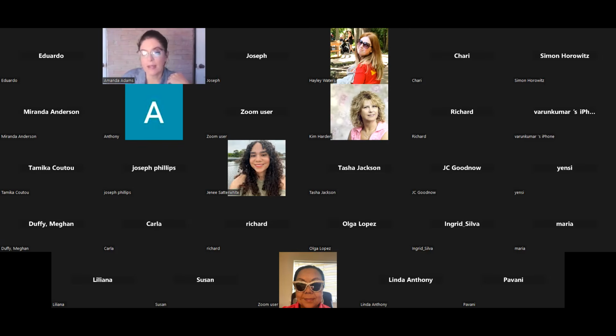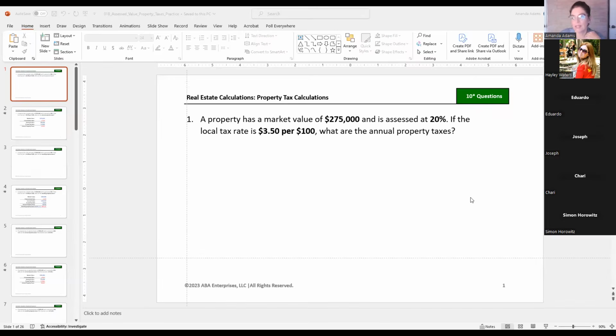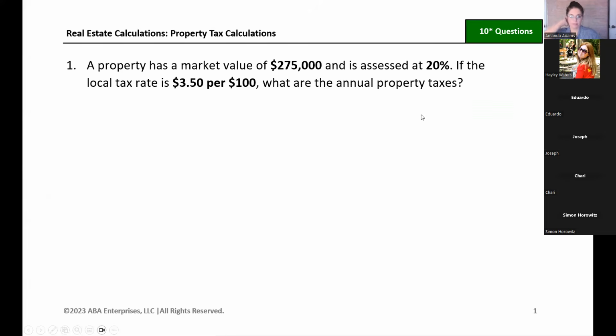All right. Again, here is a practice PDF for you. All righty, let's do a little practice because practice makes progress. Number 1. A property has a market value of $275,000 and is assessed at 20%. If the local tax rate is $3.50 per $100, what are the annual property taxes? Okay, let's see how you do these without the training wheels.